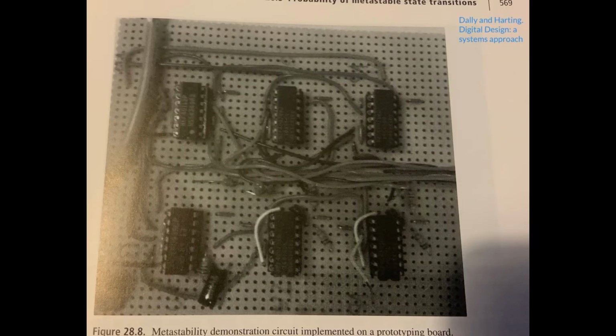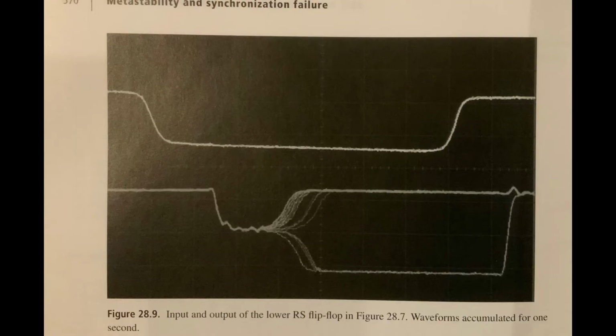In case you think all this is theoretical, let's have a look at our textbook, Dally and Harting, Digital Design: A Systems Approach. They actually built a physical digital circuit here, and it's used to demonstrate metastability. And if we go to the next page, this is the output of a flip-flop averaged over 1 second. I believe the clock frequency is about 150 kilohertz, so 150,000 times we have our flip-flop potentially becoming metastable.